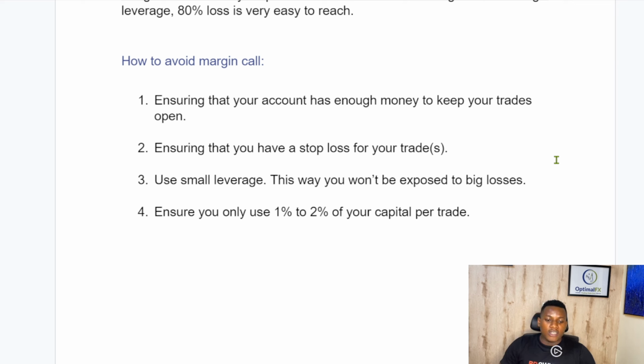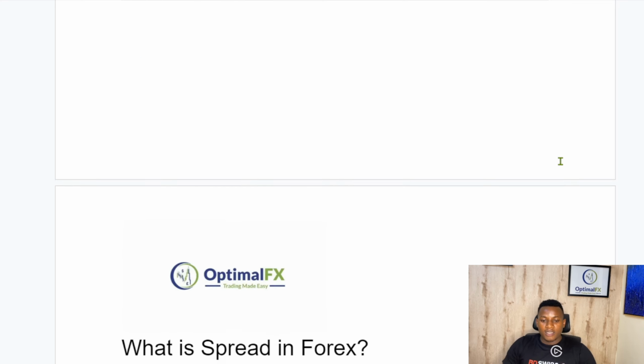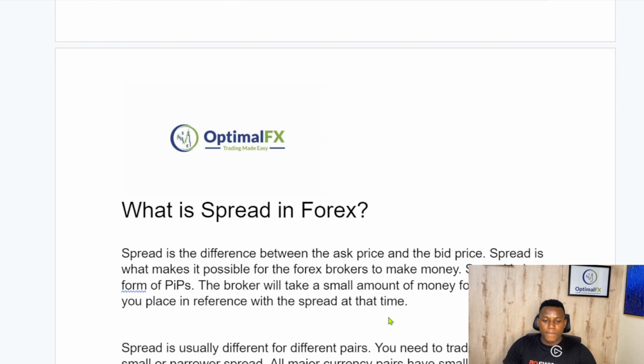Number 4, ensure you only use 1%, 2% of your capital per position, per trade. This falls under risk management, and of course we'll be going through risk management later in this series. But for now, all I want you to understand is if you have a stop loss and you just use a small margin of your capital, then you'll still have enough money. Even if you lose a trade, you'll have enough money to take another trade, and another trade, and another trade. Okay, perfect.